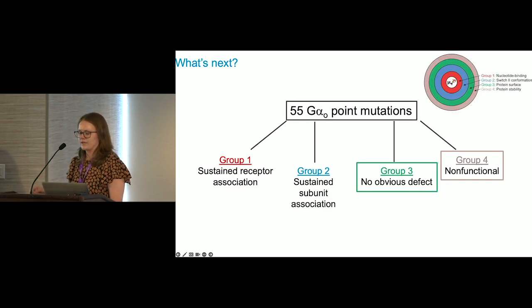So now that this work is published, we're interested in doing a deeper dive specifically into groups 3 and 4, which are less clear in terms of their disease mechanism. For group 3, we're interested in looking at other binding partners of G alpha, since these mutants are able to interact with receptors and beta gamma normally. For the group 4 mutants, we're investigating if we can somehow restore the function of these proteins, as well as looking into the downstream consequences of these mutations.